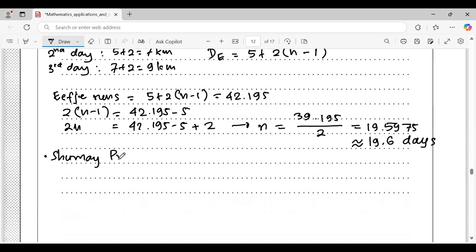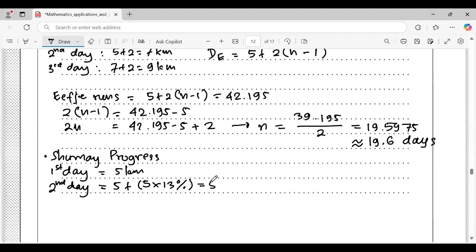Shumai's progress. First day she runs 5 kilometers. And the second day, she runs 5 plus 5 times 13%. It is 5.65 kilometers.